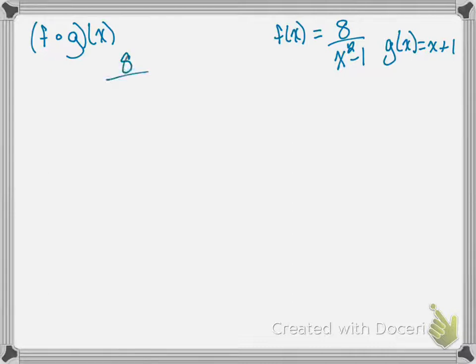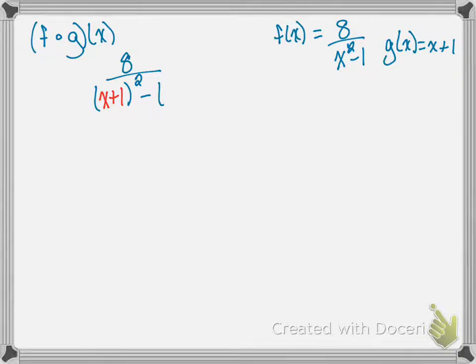So this is going to be 8 over... I'm going to put x plus 1 in for that x, and then I'm going to square it. All I did, I took this x right there and plugged that in for it. That's what I did. Now we're going to simplify.